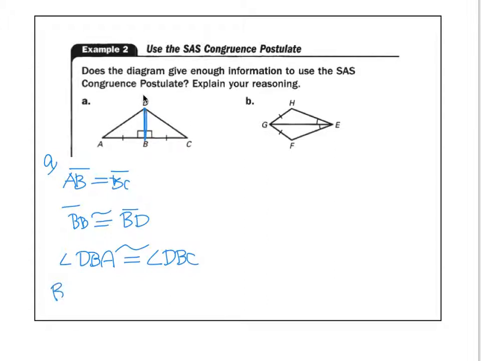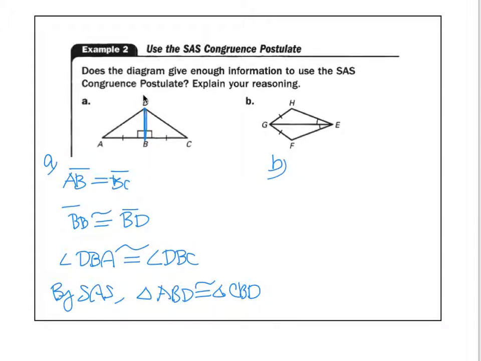And so by SAS, triangle ABD is congruent to triangle CBD. Again, you've got two sides and you've got a sandwiched angle, SAS. So that's how you prove it.